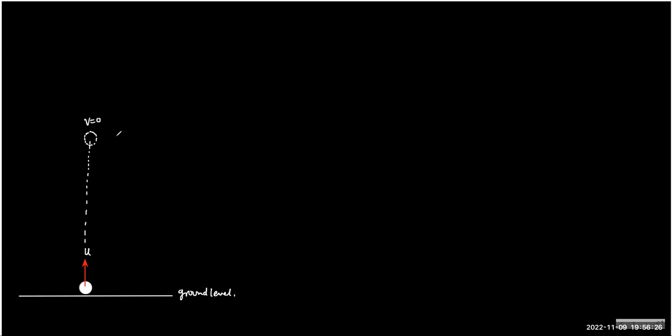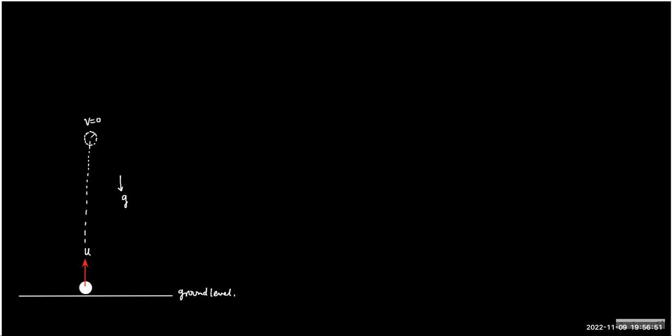As I said, in case of a motion under gravity, we can use the word velocity also. So at maximum height, what happens? Velocity becomes 0. And the value of acceleration you can call g, and the arrow is representing the downward direction. So I'm just writing g with the downward arrow.